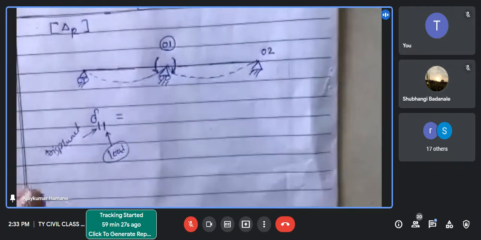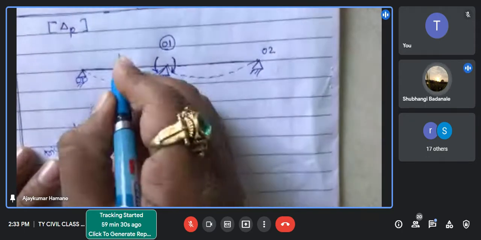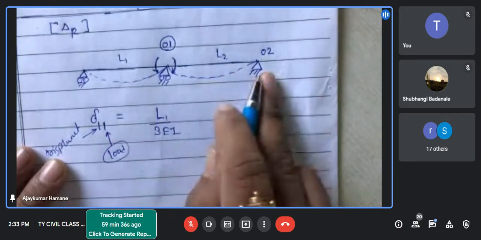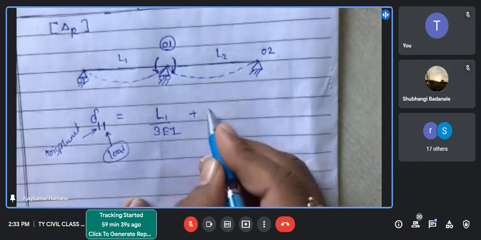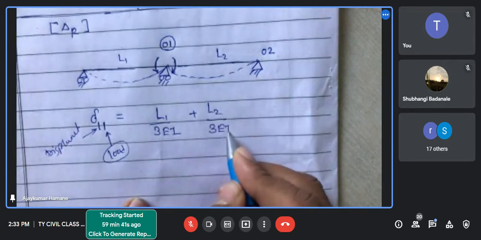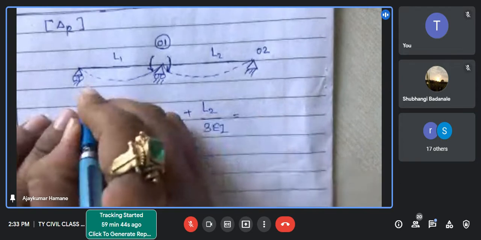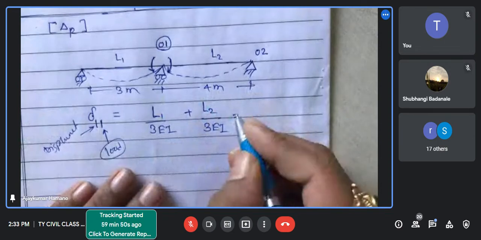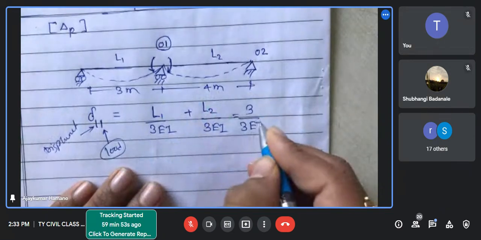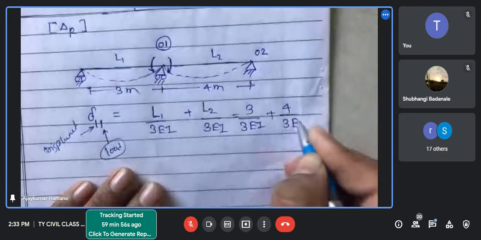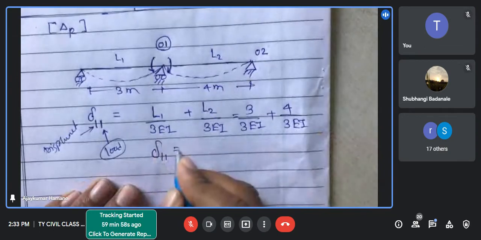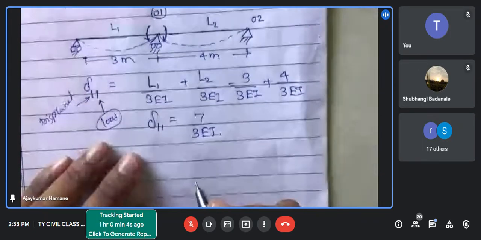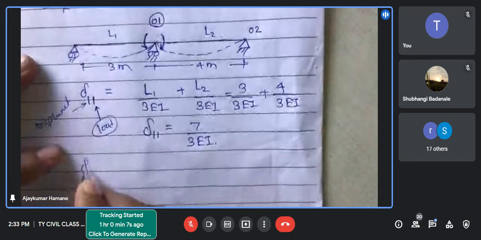Correct. L divided by 3 EI. I will take L1 divided by 3 EI. Same as here, it is pin support, so again L2 divided by 3 EI. What is the length here? This is 3 meter and this one is 4 meter. So 3 divided by 3 EI plus 4 divided by 3 EI. So this delta 1 1 becomes 7 divided by 3 EI.